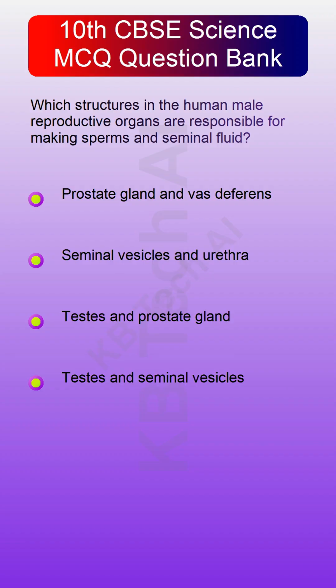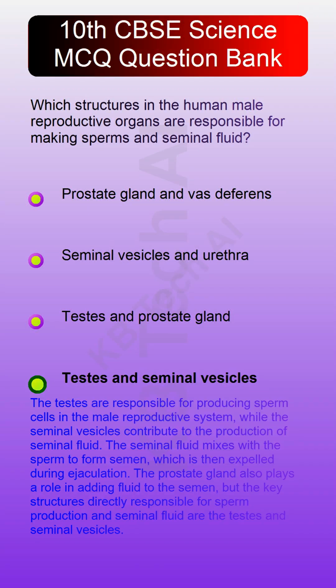Which structures in the human male reproductive organs are responsible for making sperms and seminal fluid? Option 1, prostate gland and vas deferens. Option 2, seminal vesicles and urethra. Option 3, testes and prostate gland. Option 4, testes and seminal vesicles. The answer is option 4, testes and seminal vesicles.